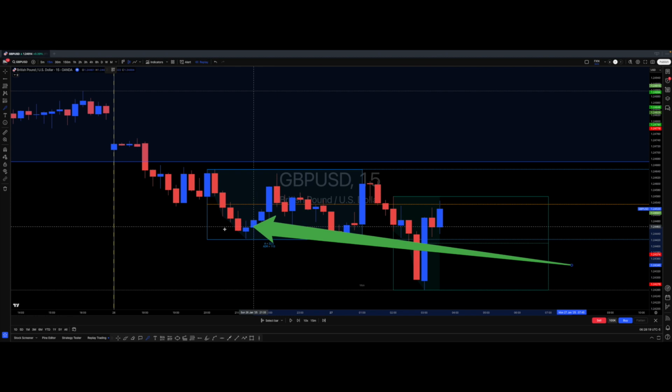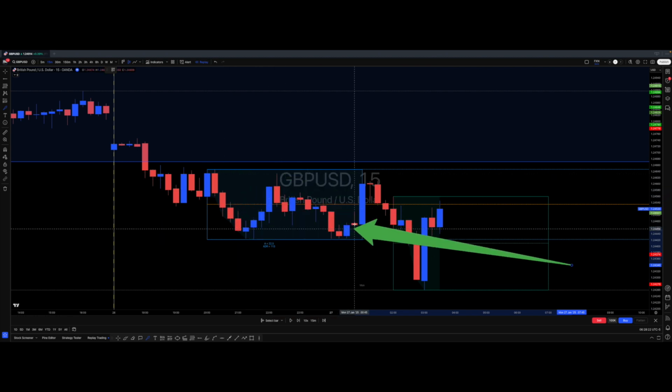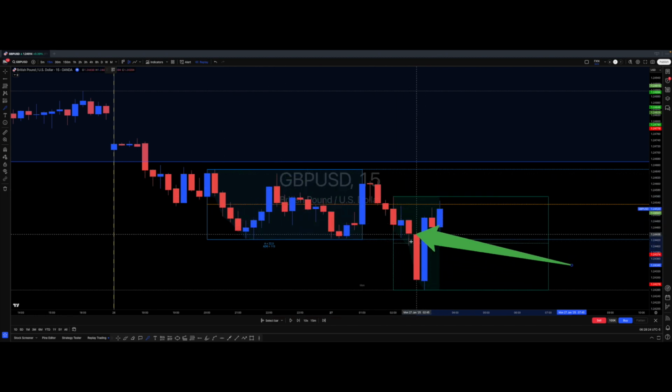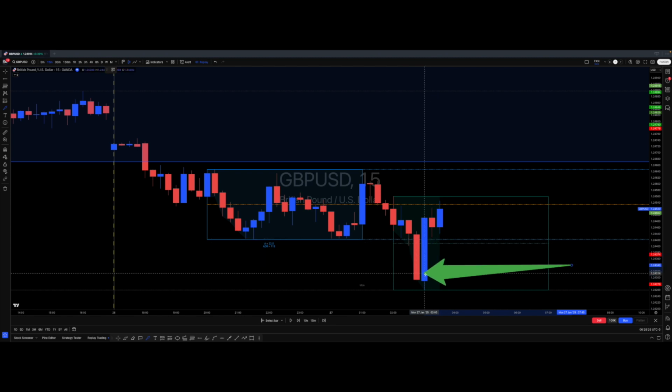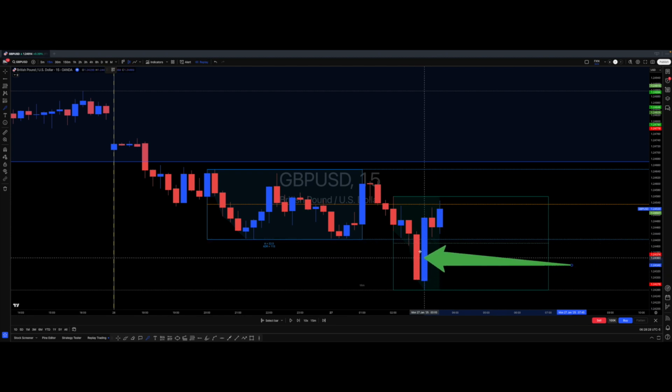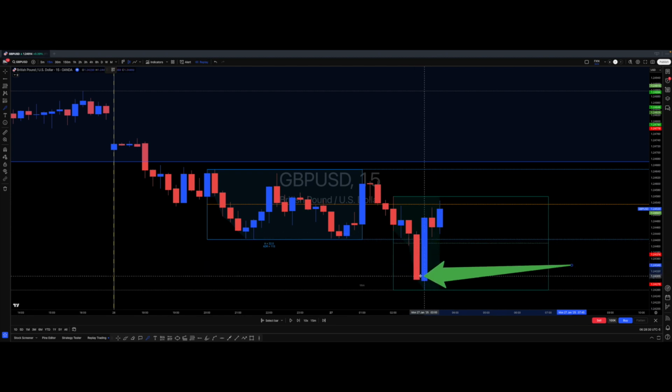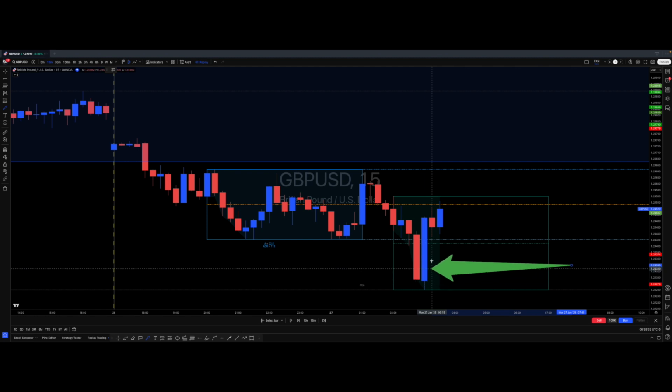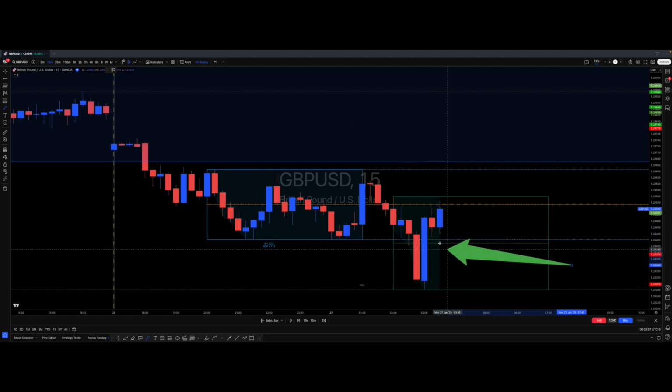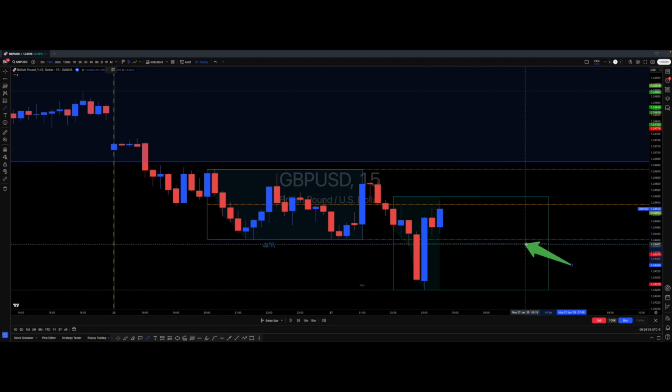Here again, there's your Asian range, and then the manipulation happens right here, 2 bars on a 15-minute chart. They get the orders. Once they have enough, that's when they aggressively move out. The traders that were selling are trapped, and now they're just taken for the ride.